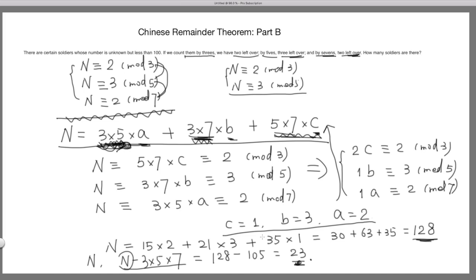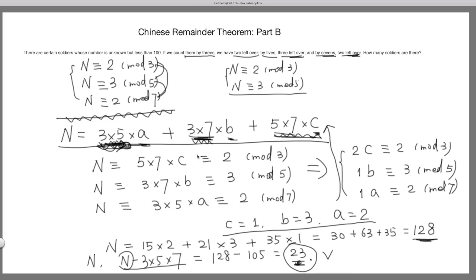Okay, now for this number, of course, we need to check it with the original constraints. So 23 modulo 3 is 2, modulo 5 is 3, and modulo 7 is 2. So this is our final answer.